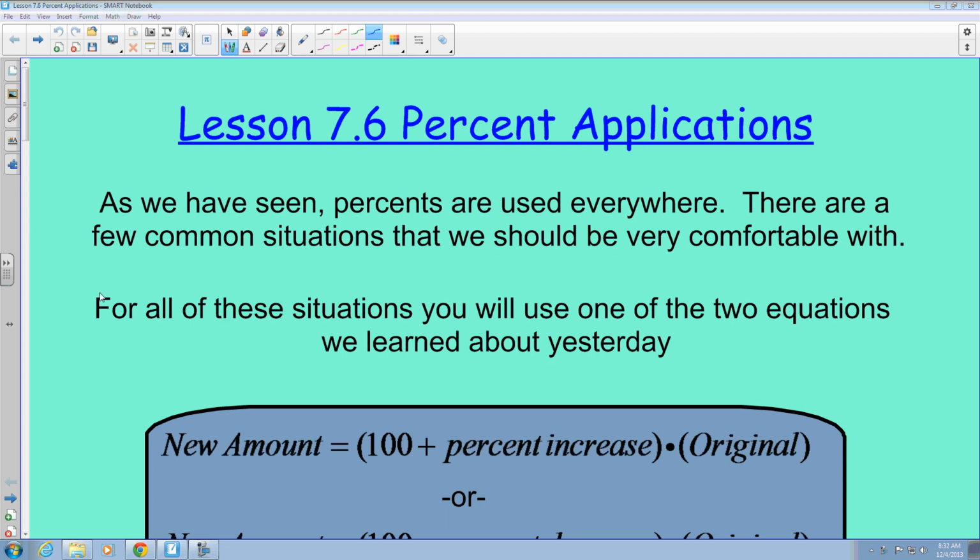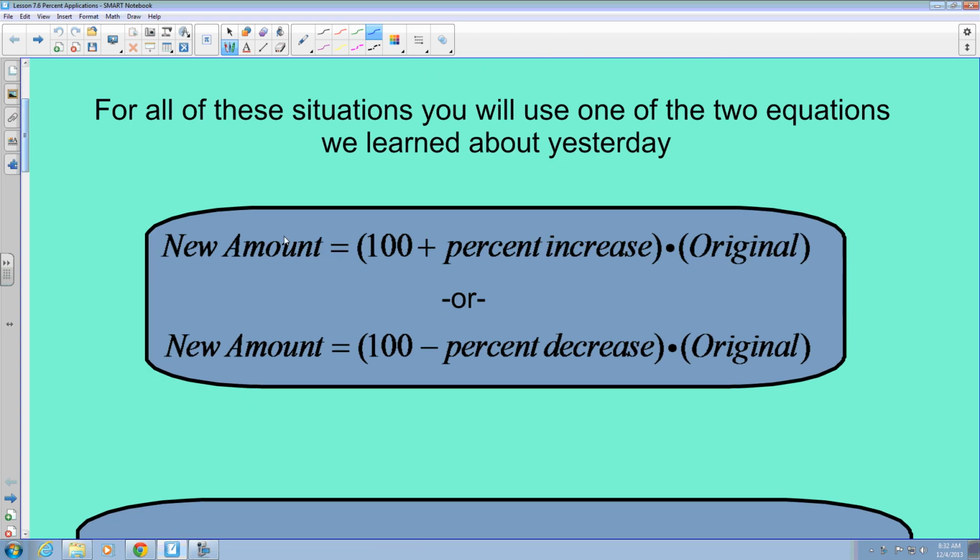That is, the new amount equals 100% plus the percent increase times the original, or, if it's a decrease, it's 100% minus. So it's either going to be a plus or minus multiplied by the original. And some of these, we've categorized into specific categories.